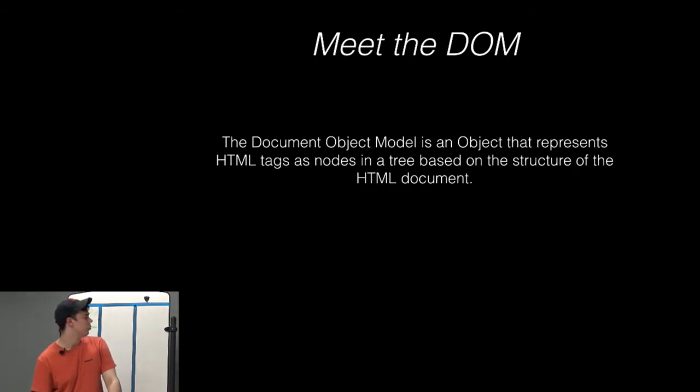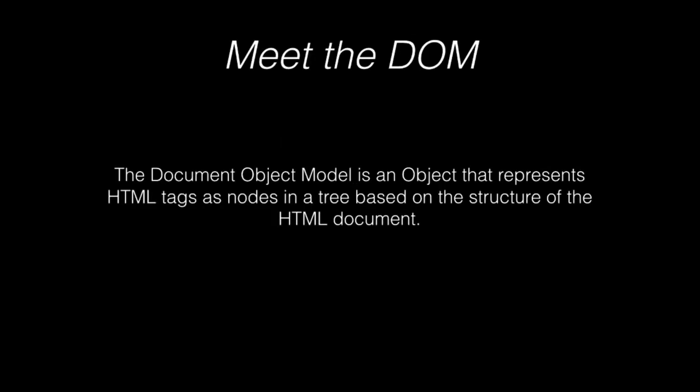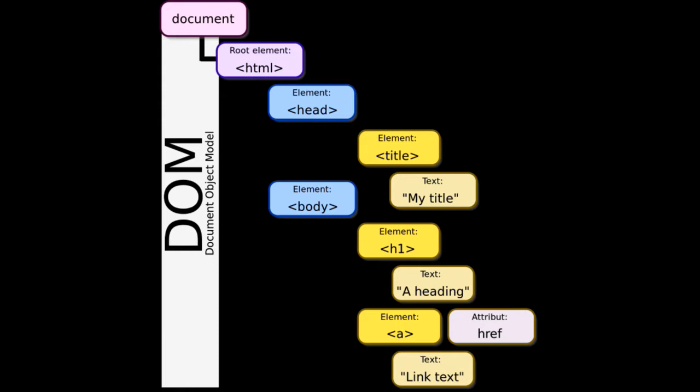Where this gets really cool is the DOM. The document object model is an object that represents HTML tags as nodes in a tree based on the structure of the HTML document. Again, that might be a little bit esoteric for now, but let's take a look at something that might help explain that a little bit better.